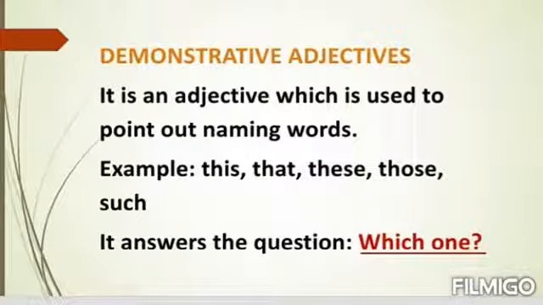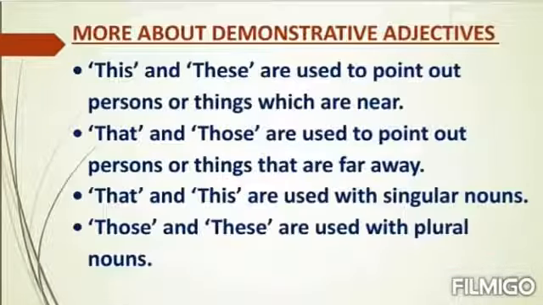Demonstrative adjectives. A demonstrative adjective is an adjective which is used to point out naming words. Example, this, that, these, those. It answers the question, which one?